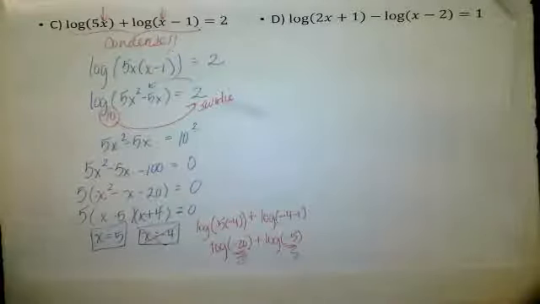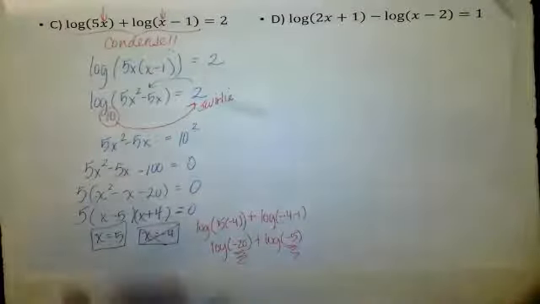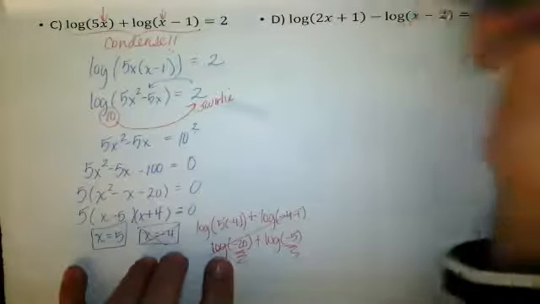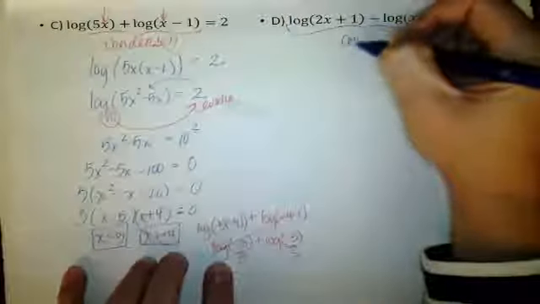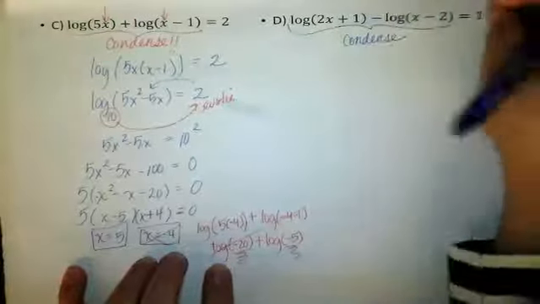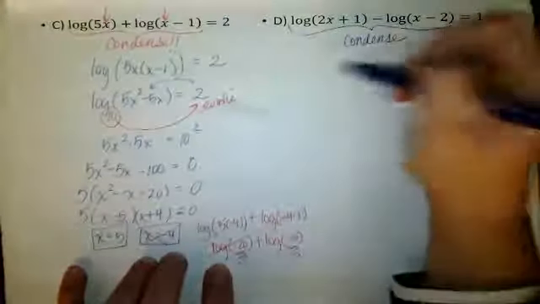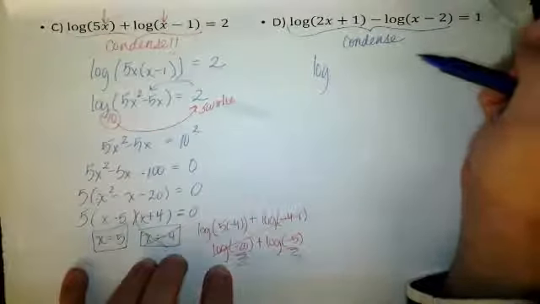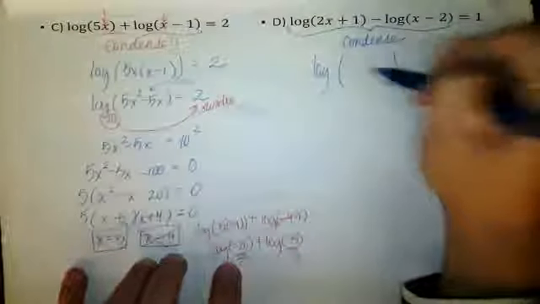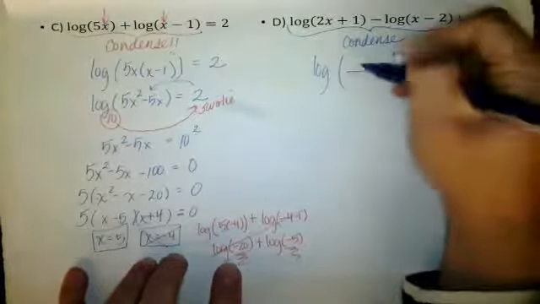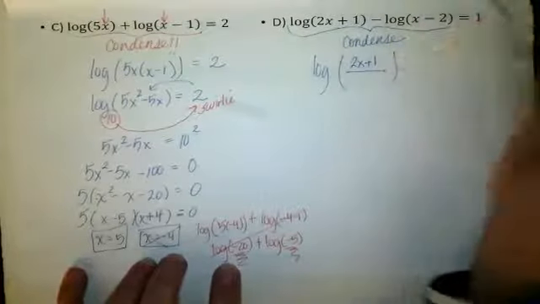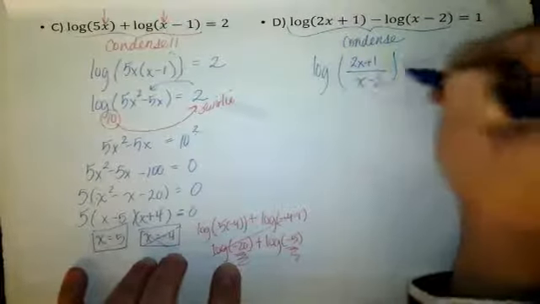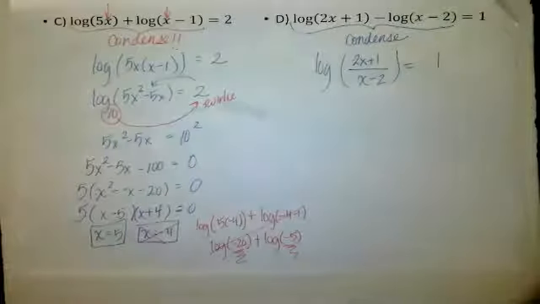All right, letter D. What do we need to do first? Condense. Nice word. All right, so I'm going to condense down to a single log. What property allows us to subtract the logs? The quotient property. What goes on top? 2x plus 1. What goes on bottom? All right. We condensed it to a single log.